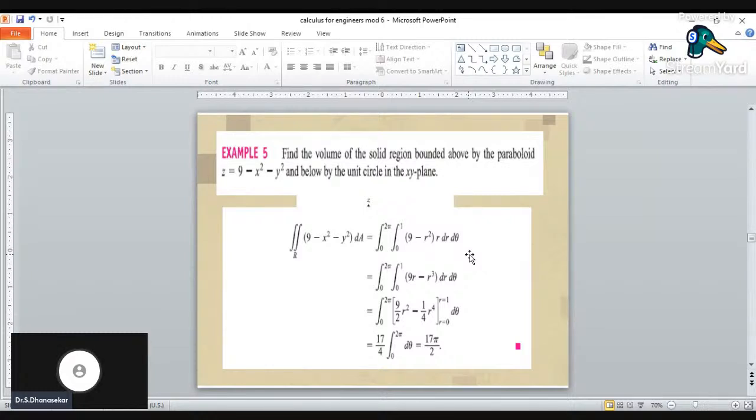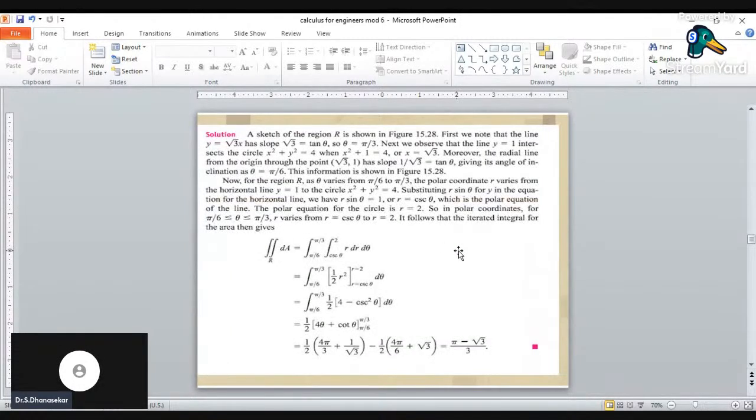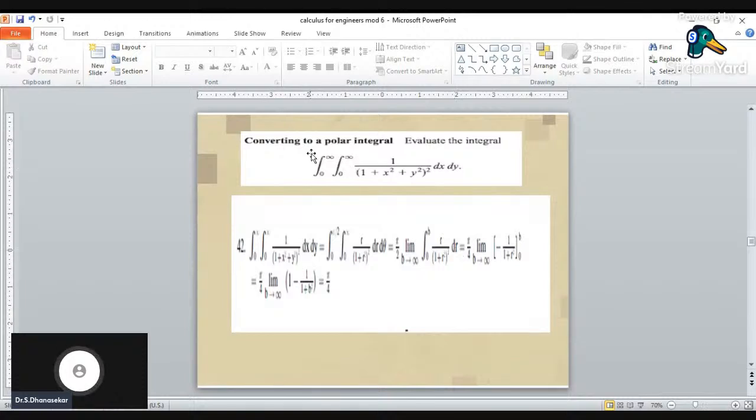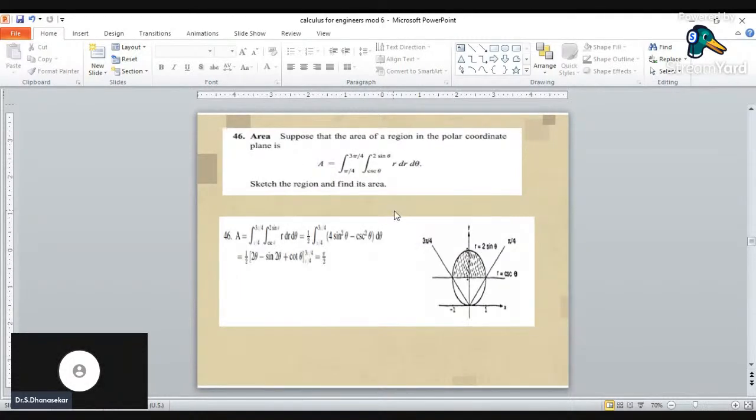Okay, so this is how to do it. Now, how is it coming? Minus x square plus y square. This x square plus y square is nothing but r square. So instead of this dA, I'm going to apply r into dr into d theta. So this is how you can do it. This also you can just change into polar coordinates and do it.